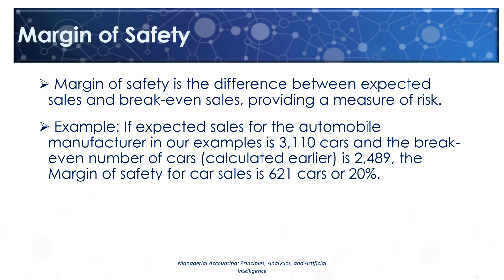If expected sales for the automobile manufacturer in our examples is 3,110 cars, and the break-even number of cars calculated earlier is 2,489 cars, the margin of safety for car sales is 621 cars, or 20%.